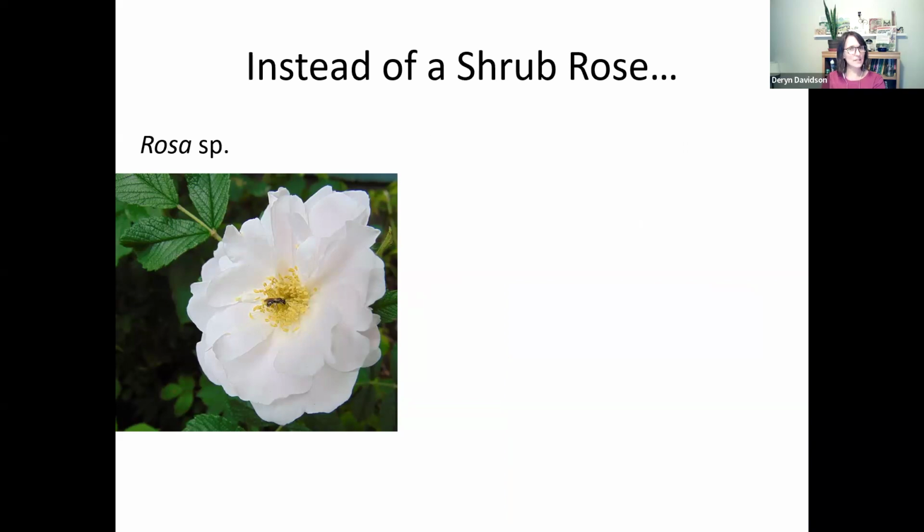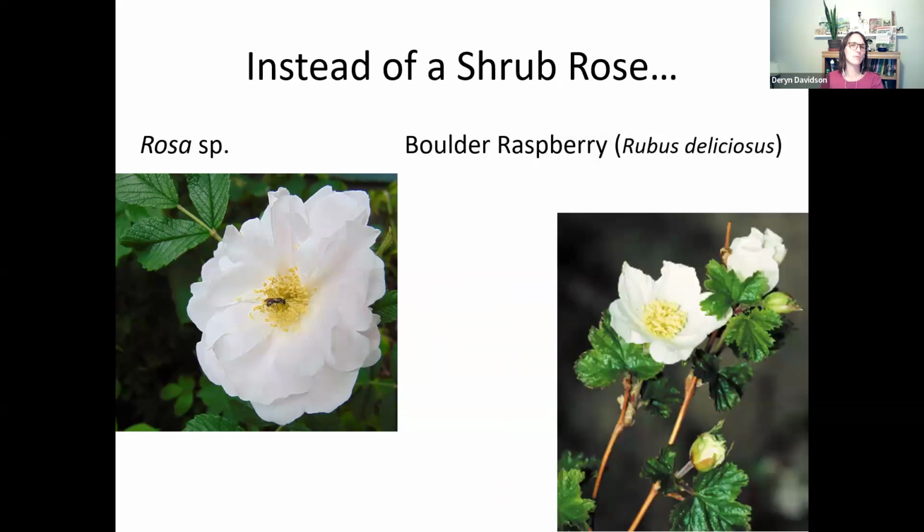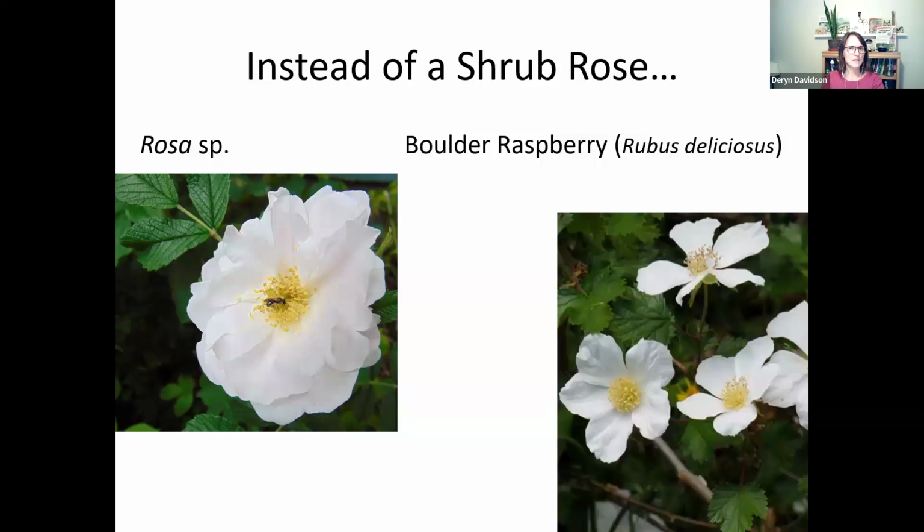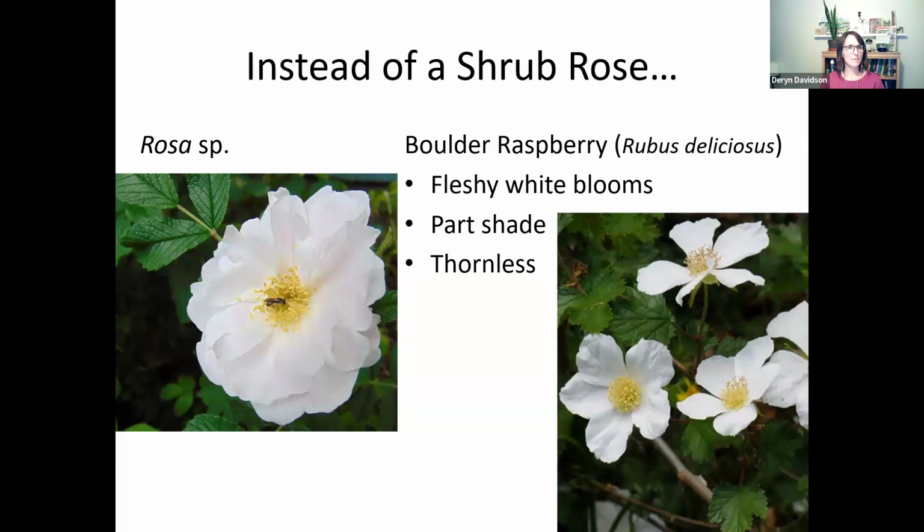Also, instead of shrub rose, if you have a shady area, you can try Boulder raspberry. It also has these nice white blooms. You can see it's very similar. It likes part shade, like I said, so if you're looking for something to tuck into a shady area, this is a great one. They are thornless. They have kind of reddish stems, so you get a nice contrast there. And they do produce a fruit that is raspberry-ish. It does not taste lovely like a raspberry, so you're really not planting this for the food, but rather for the nice habit and the pretty white flowers.